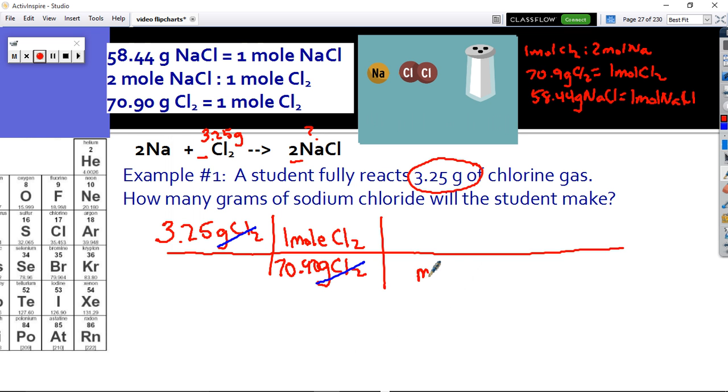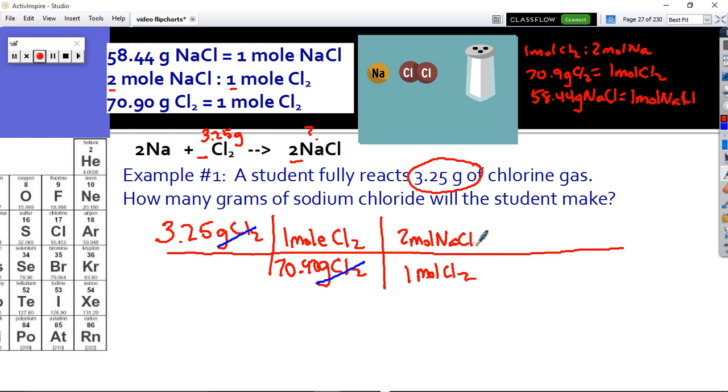So moles of chlorine. And I'm going to go up to my conversion factors and see what else I know about moles of chlorine. Well, I don't want to use 70.9 grams of chlorine equals 1 mole, because that's just going to make me go backwards. But I do know that 1 mole of chlorine gives me 2 moles of sodium chloride. I have this ratio from my balanced chemical equation. So 1 mole of chlorine, then the rest of the conversion factor goes on the top, 2 moles sodium chloride.